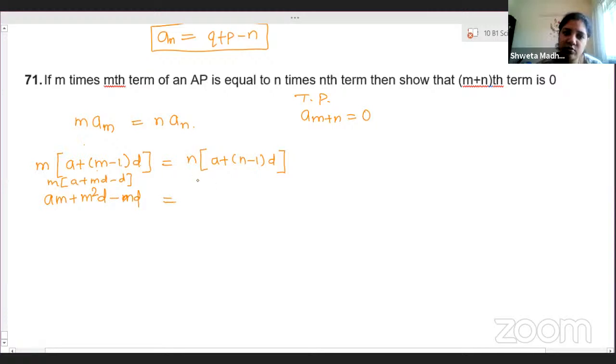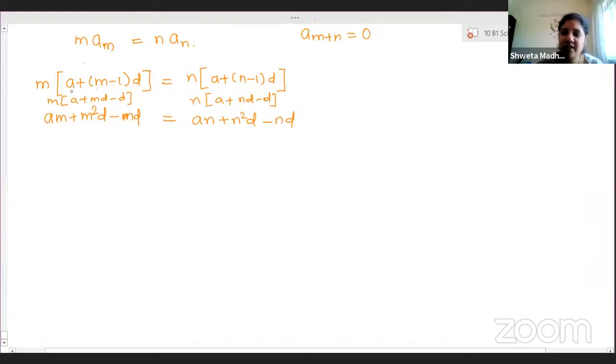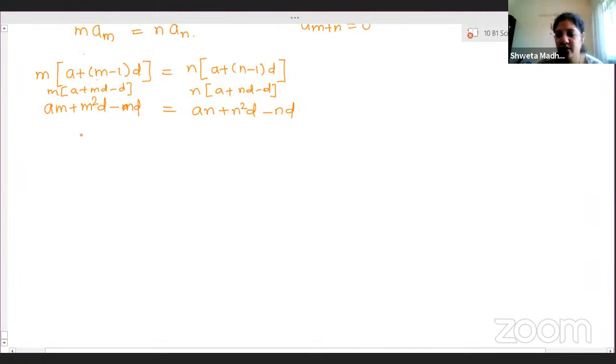Equal to, here also, open the bracket first, a plus nd minus d, and then multiply with n. An plus n square d minus nd. Right? Now listen first and then write it down. Don't hurry to write it down.